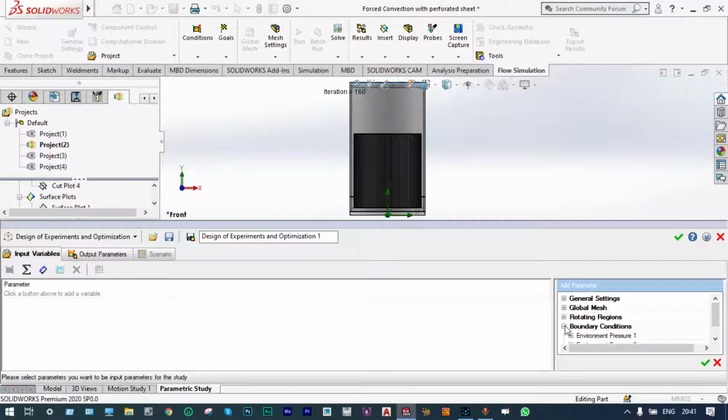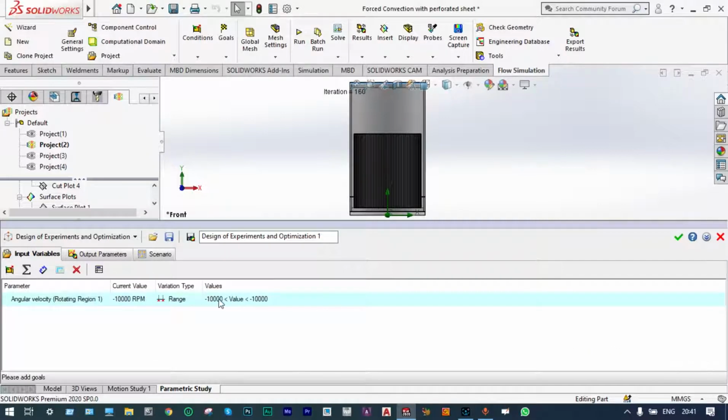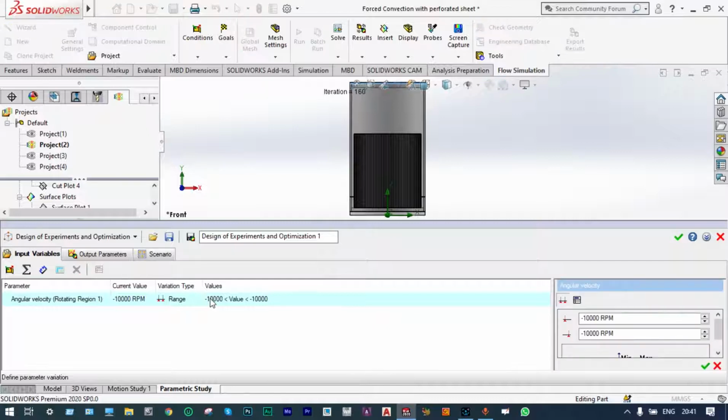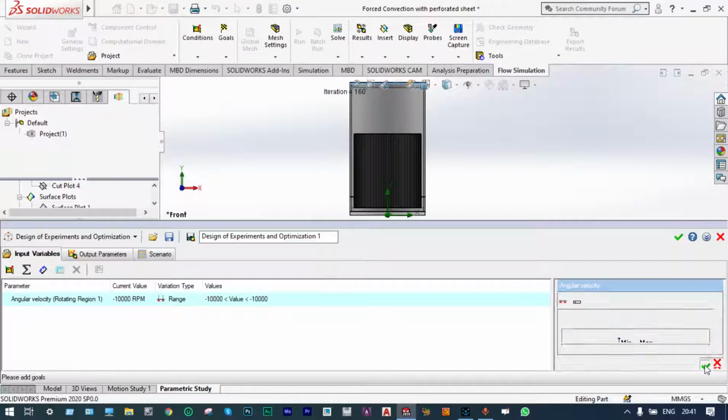Let us select the rotating regions from here. Angular velocity of the fan is selected as the input variable. Green check. We have to specify the range. Initially it was 10,000 revolutions per minute. Now we will change the range from 9,000 to 5,000 revolutions per minute. Green check.